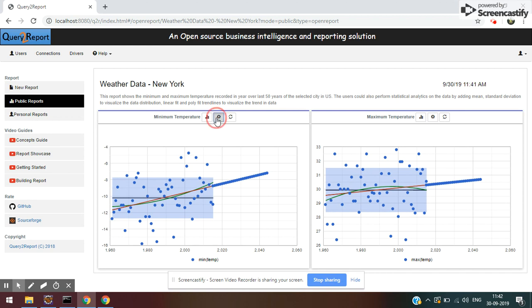Let's now plot quadratic regression forecasted values. We see that the predicted value for minimum temperature using quadratic regression is around minus 4.6 degrees Celsius by the year 2044, whereas it's plus 28 degrees Celsius for maximum temperature by the year 2044. Which algorithm to pick for forecasting depends on the use case and the data.